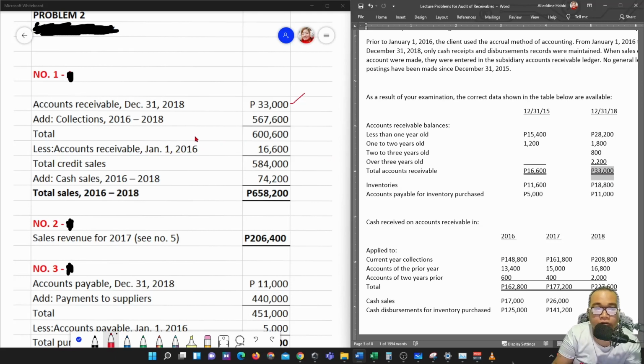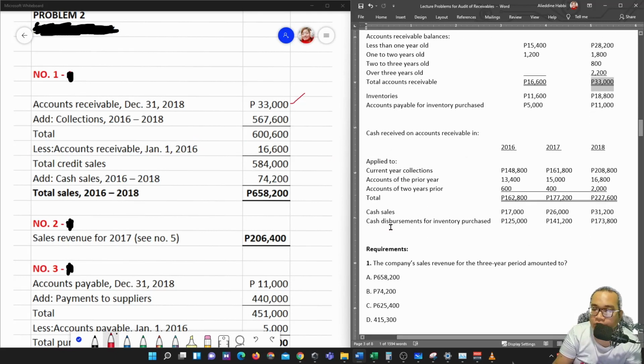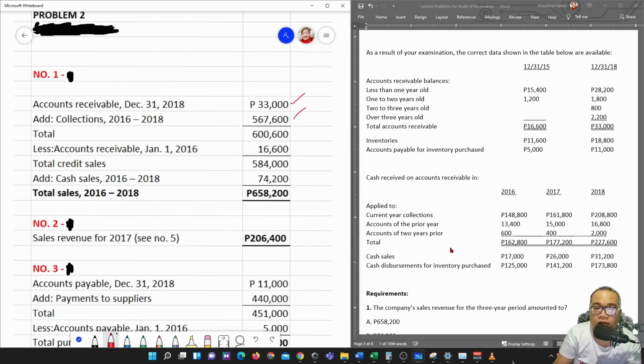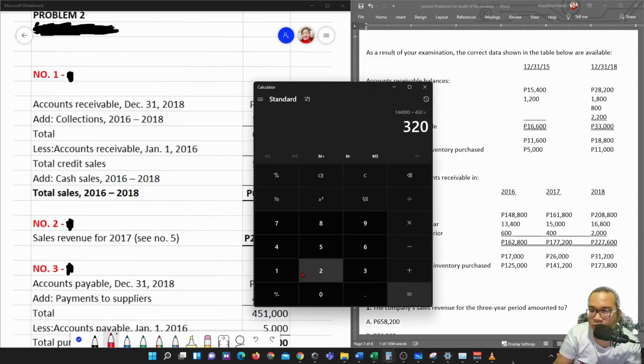And next, yung collections mo for 2016, 2017, 2018, kasi yung mga collections mo, it's for the sales. Nakalagay naman dito, cash received on accounts receivable, current year collection. So, add mo si 162,800, si 177,200, and si 227,600. It will amount to 567,600, di ba? So, add na natin sa calcu.